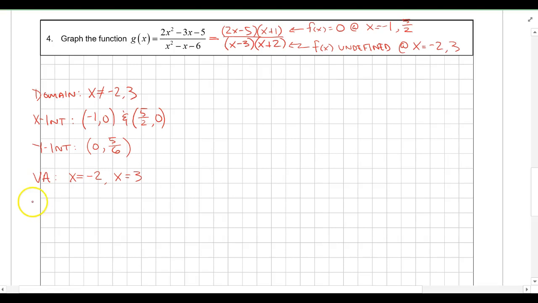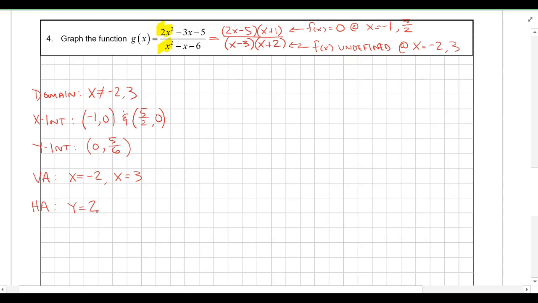Let's talk about horizontal asymptotes now. In order to determine if there's a horizontal asymptote, I have to look at the degree of the numerator and the degree of the denominator. Well, those two are equal because I have a 2x squared there and an x squared there. So what happens when the degree is the same in the numerator and the denominator? We look at the ratio of those two coefficients. So that's going to be 2 divided by 1. So the equation of our horizontal asymptote is y equals 2.